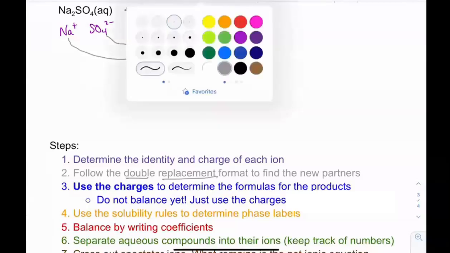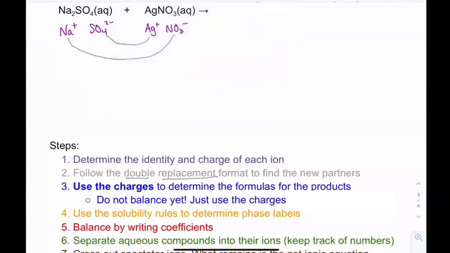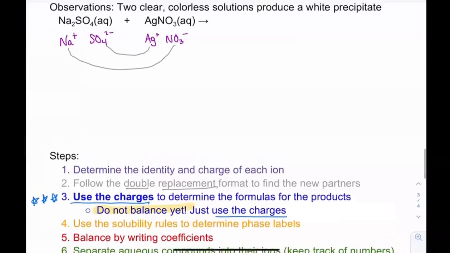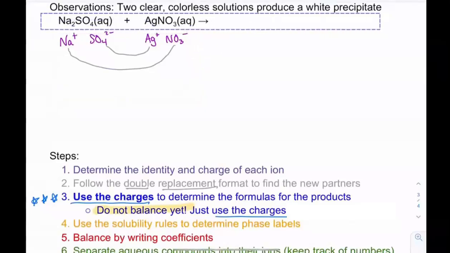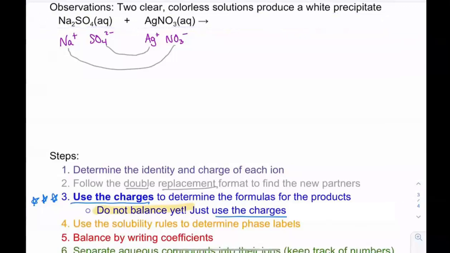In step 3, this one is the one that has common errors for students. So I'm going to put some stars there. I'm going to underline, use the charges. Maybe I'll highlight, don't balance yet. And you're going to determine the formulas for the products. Another thing I want to point out is that I am writing my work sort of down below. This is not where my answer is going to go. My answer is going to be the balanced chemical equation up here. So I'm doing my work off to the side or down below somewhere else.